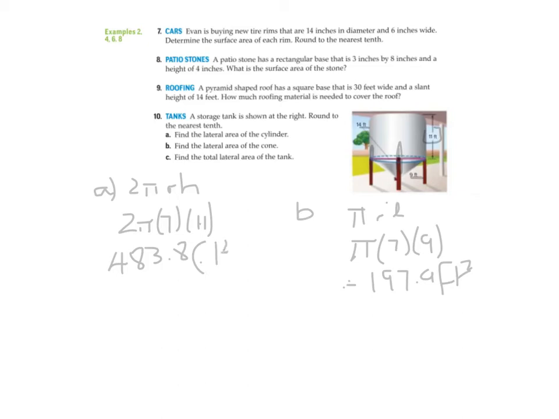And then the C part of it is to add A and B. So A plus B will give you, if you total them into your calculator, 681.7 feet squared. All right, so break it down as much as you can.